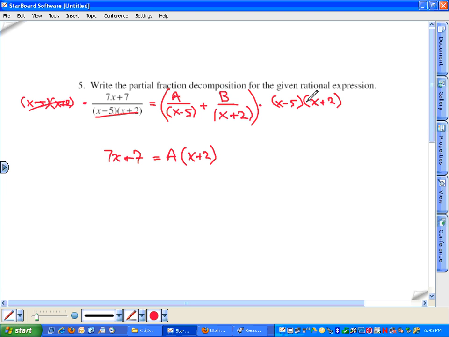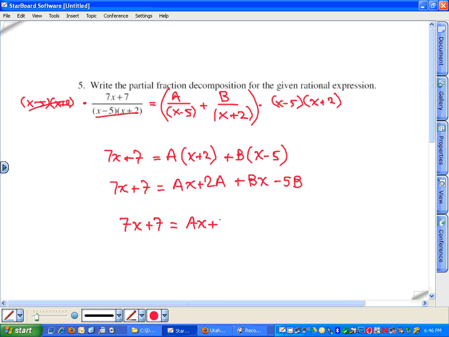Now when this lowest common denominator multiplies to this term here, the x plus 2's would cancel, and we're left with b times x minus 5. Now we need to get rid of parentheses here, so I'm going to distribute the a and distribute the b. And now I'm going to group like terms together. These two terms both have x's, so I'm going to group those together. And then 2a and the negative 5b, those are constants because they have no variable.